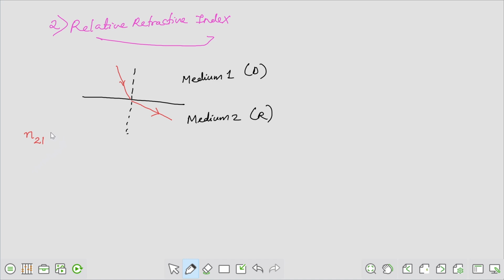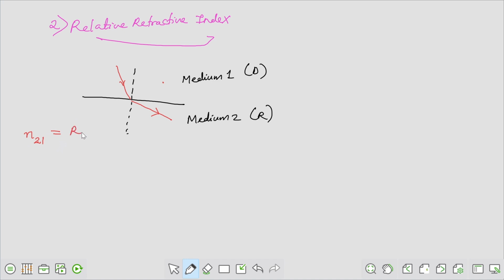N2,1. Okay, don't get confused. Since bending occurs in the second medium, I wrote 2 first. Okay, so this bending depends on the light entering from the first medium. That is why I wrote 1. Okay, N2,1, bending of light in medium 2 with respect to medium 1. That is the meaning of N2,1.